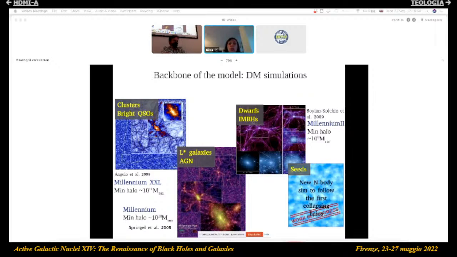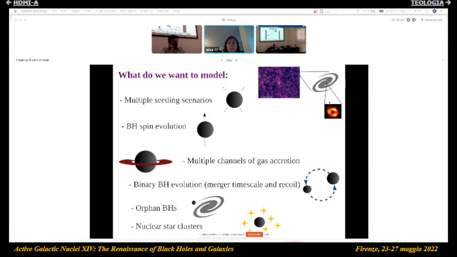to the largest volume simulations that can be used to study the brightest quasars and clusters. And we are developing a new simulation to trace the first collapsing dark matter halos, where the first galaxies form, where these population 3 remnant seeds could have developed and then grown to supermassive black holes. So we now have a tool to go from dark matter to galaxies.